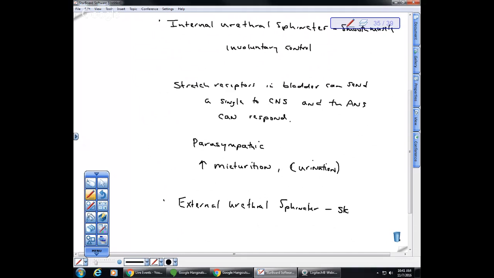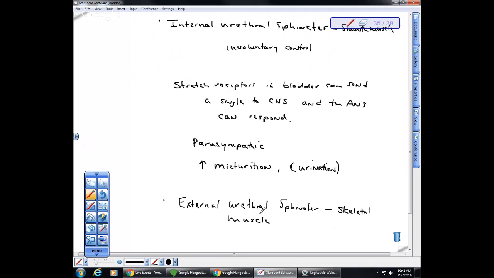And this is skeletal muscle. Right? So potty training is learning to overcome the urge to urinate, the involuntary urination, by controlling that external urethral sphincter. Okay.